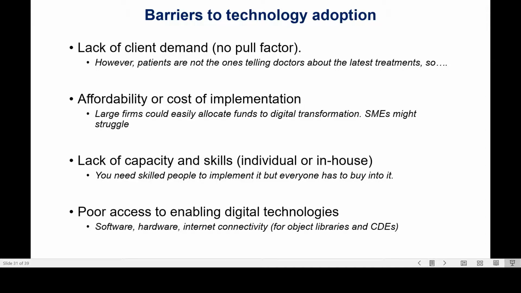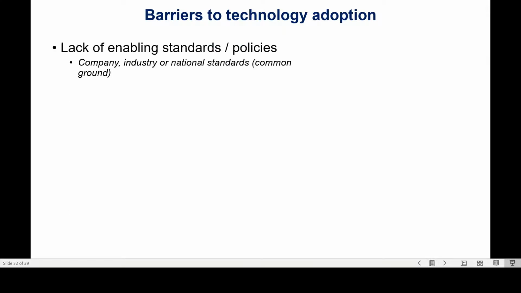Poor access to enabling technologies, software, hardware, internet connectivity for object libraries and common data environments. You can't take this for granted. People need to be able to have the right tools and the right components and systems to use in order to become digitally compliant. We need standards and policies, so the absence of them will become a problem.